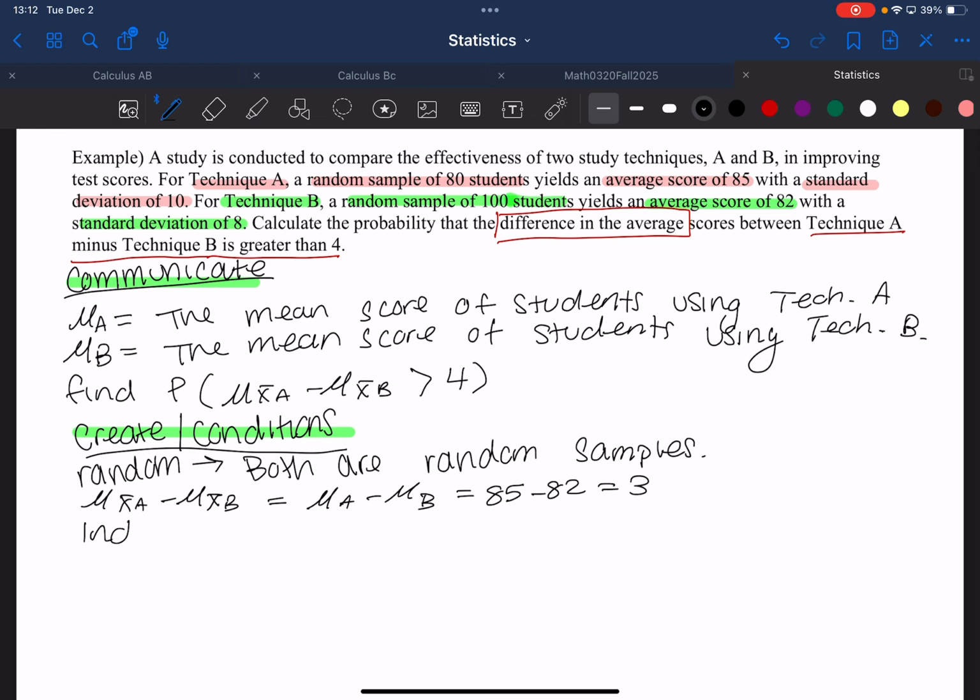Okay, the next one is independence. For independence, we use which condition?